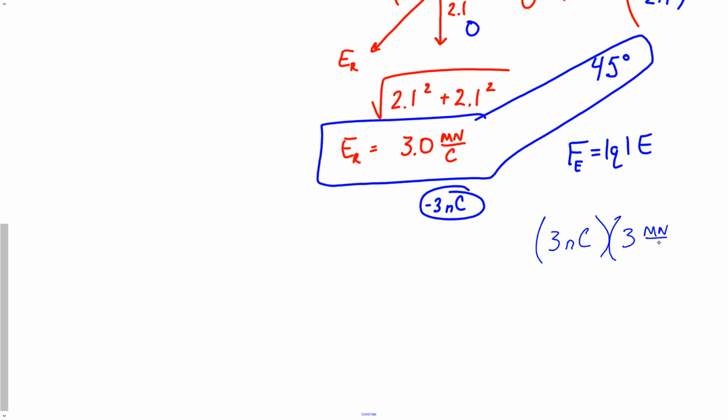meganewtons per coulomb. Have I been saying meganeutrons the whole video? If so, excuse my dumbness today. Meganewtons per coulomb. Now, this is pretty interesting here. We don't really need a calculator for this. 3 times 3 is 9. And that's times 10 to the negative 9. Mega is times 10 to the 6.